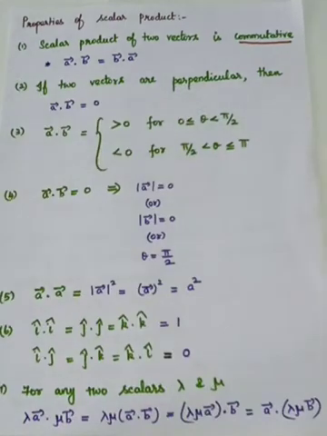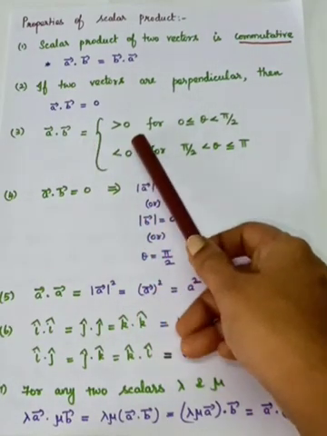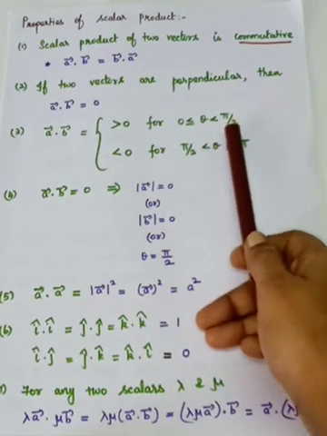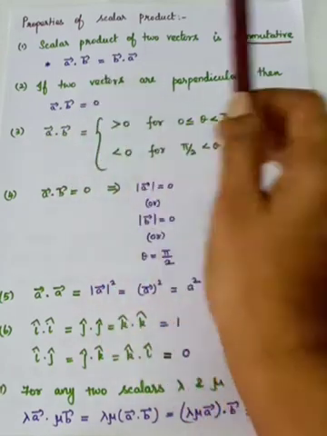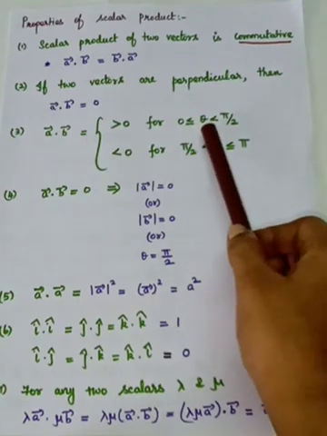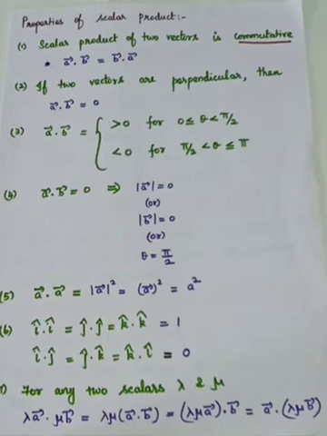Okay, the next one, A vector dot B vector is greater than 0 for 0 less than or equal to theta less than pi by 2. Pi by 2 means 90 degree. So in 90 degree your dot product is 0. We have discussed that in the second point. So here 0 less than or equal to theta less than pi by 2. So therefore your angle is less than 90 degree. So those angles lie in the first quadrant.